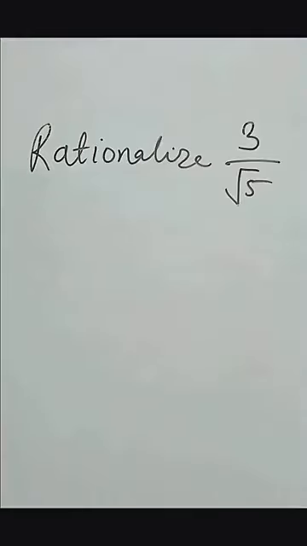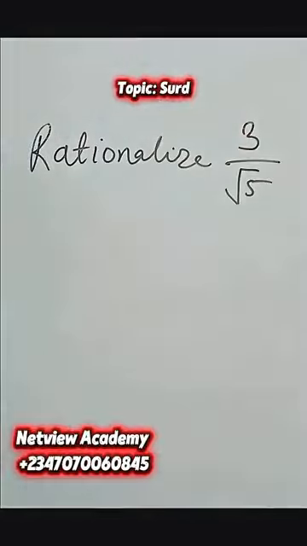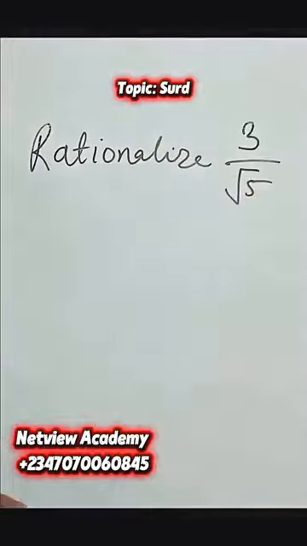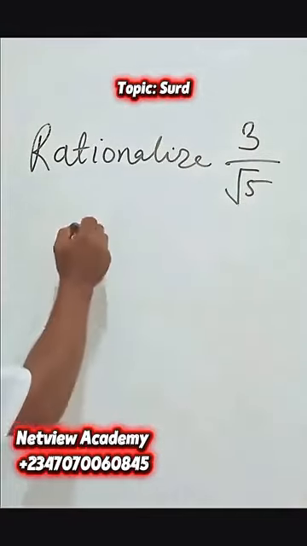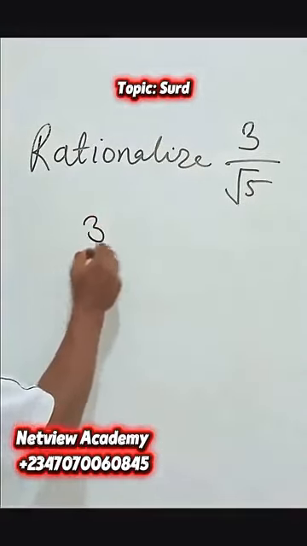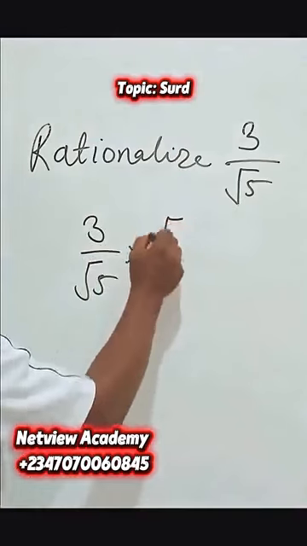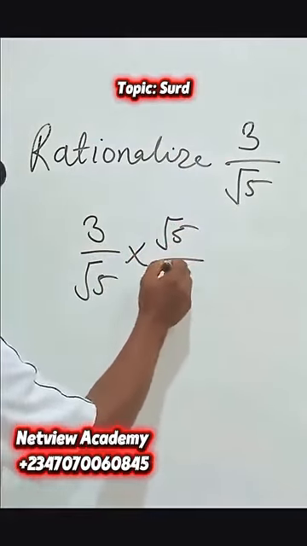We have to rationalize 3 all over root 5. This is a very common question in WAEC. Now, to solve this problem, what you need to do is to multiply the numerator and the denominator with the square root of 5. So this becomes 3 all over root 5 multiplied by root 5 over root 5.